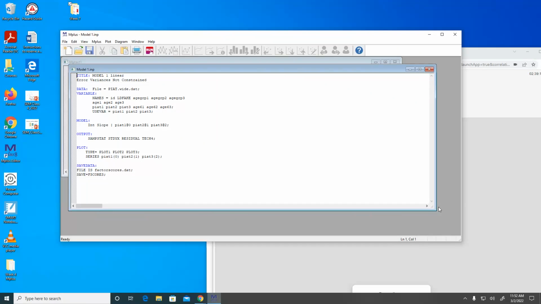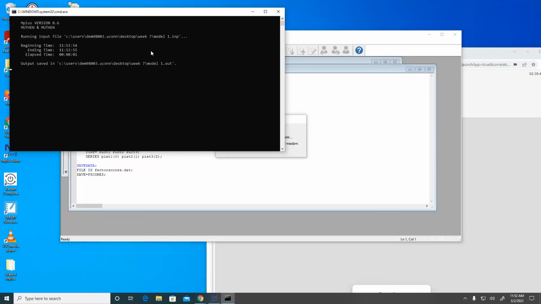And then finally, I didn't talk about this, but the save data command will save out factor scores in case you want to actually look at what people's estimated intercepts and estimated slopes are, which can be really interesting. All right, and you can see I said up here, our error variances are not constrained to be equal to each other because by default they're not. So we run this model.